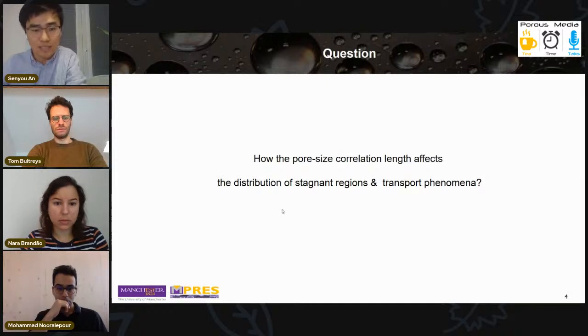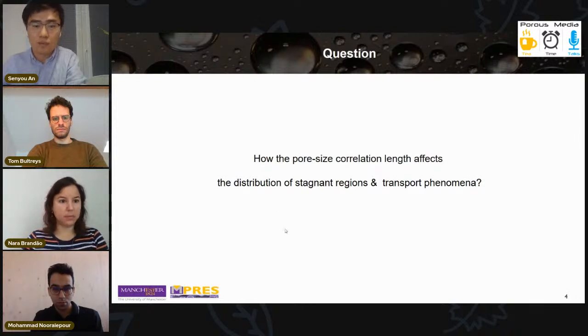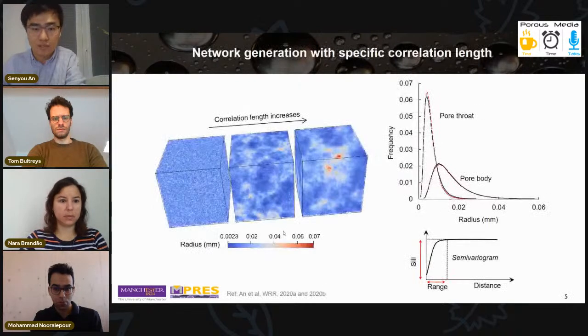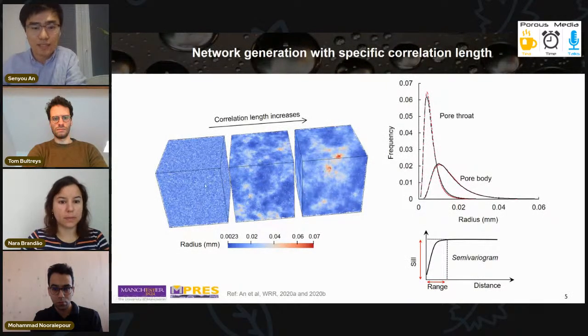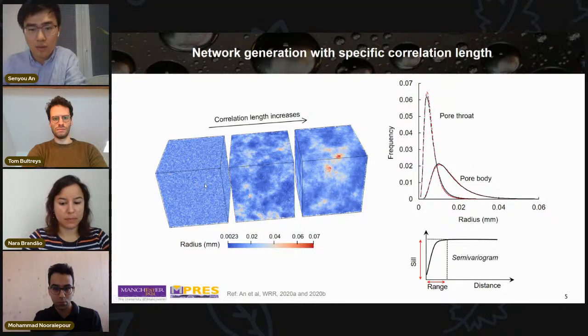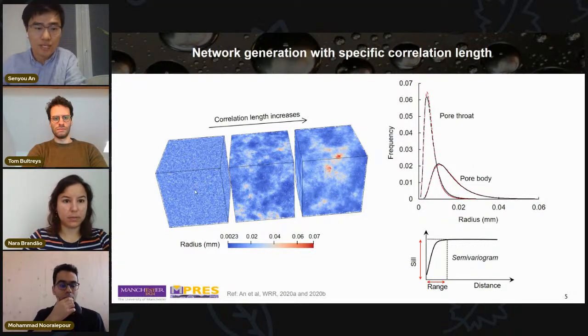So we had one question: how do the pore-size correlation lengths affect the distribution of stagnant regions and the transport phenomena? It's not easy to design a physical model with specific correlation lengths, so we use the numerical pore network modeling method to address this question. The first step is to generate the expected samples. We mapped the network topology and the correlated radius field to generate the correlated pore networks.